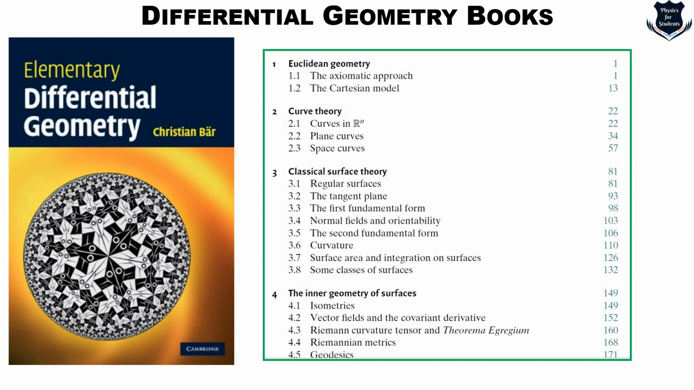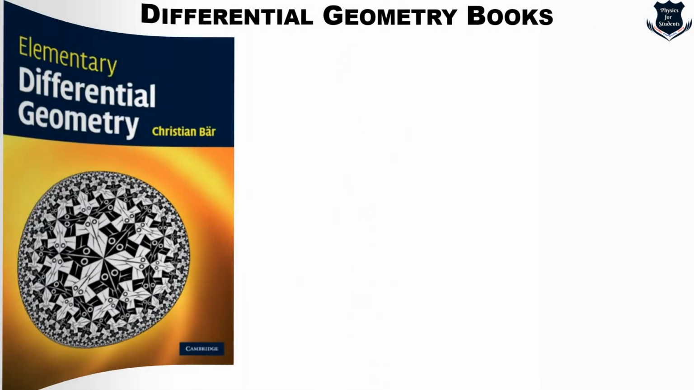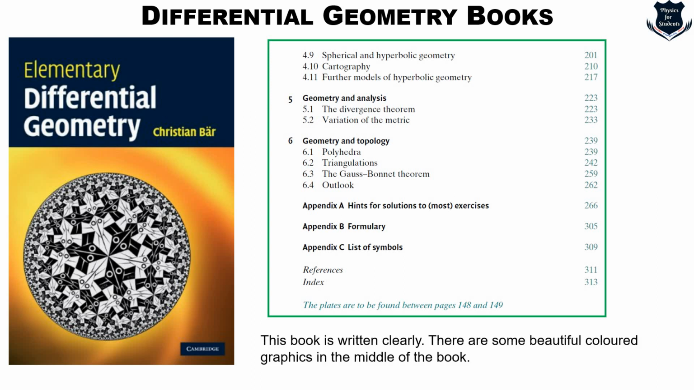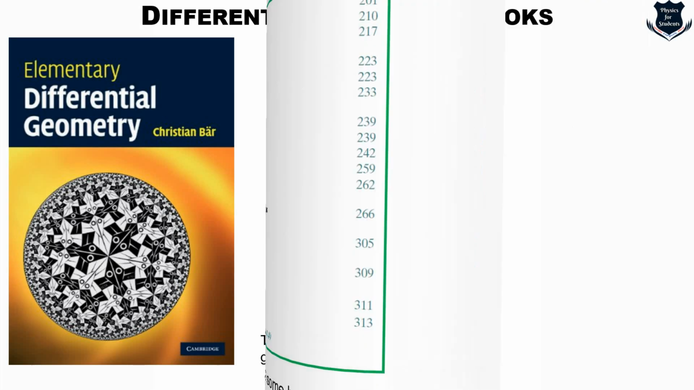Then it again goes back into classical surface theory, that is the first fundamental form, etc. Then it goes into the inner geometry of surfaces, isometries, etc. And we turn the pages and we see here, it goes into geometry, analysis, and geometry and topology. I mean to say this is just a beautiful book, and it is one of the textbooks you should be going through. It's elementary. The book is clearly laid out, and yes, it has got beautiful colored graphics right in the middle of the book.